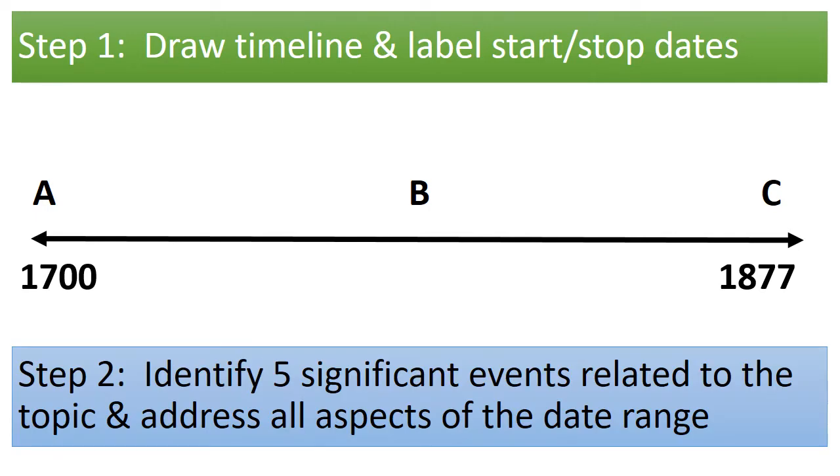The next step is you need to identify 5 significant events related to the topic and address all aspects of the date range. So when looking at this timeline, you need to come up with something from 1700 or around 1700 that has to do with voter participation. You need to have at least something in the middle between it. And then you definitely have to address something about voter participation in 1877. You must cover the entire range of the prompt.